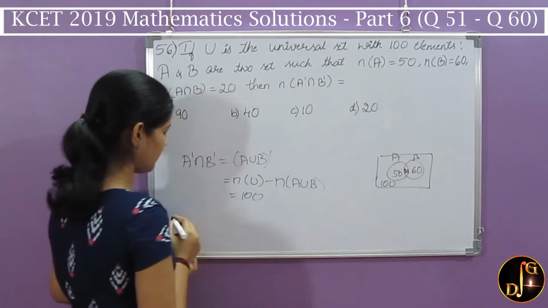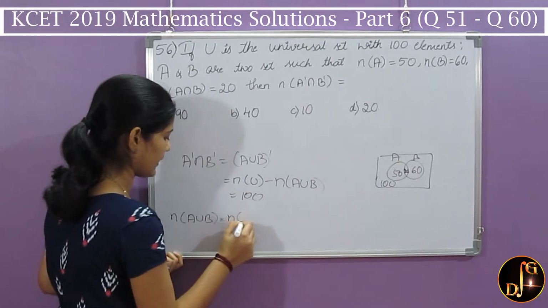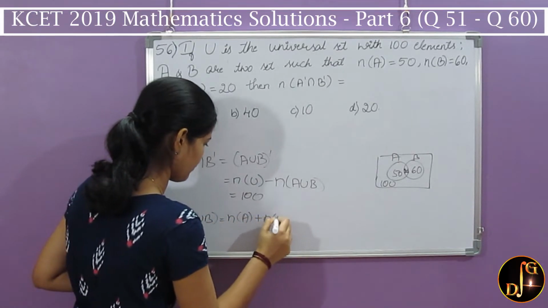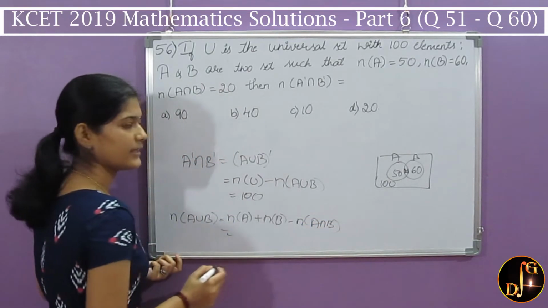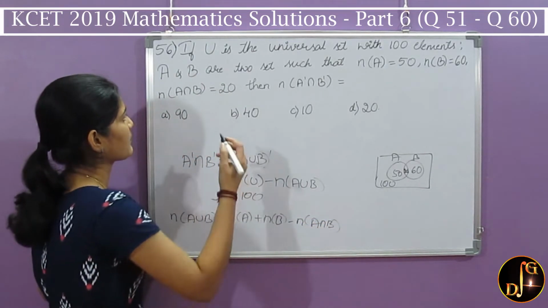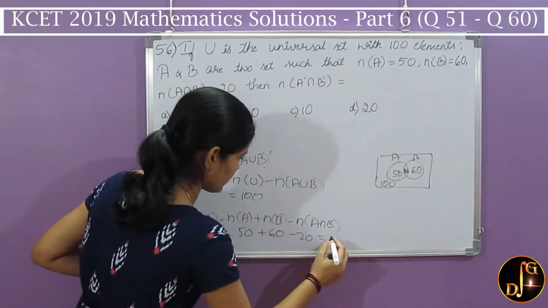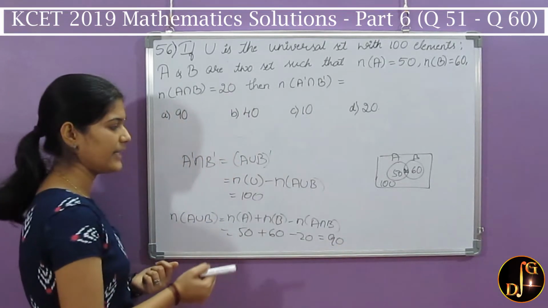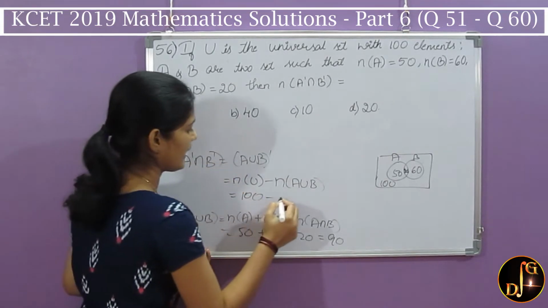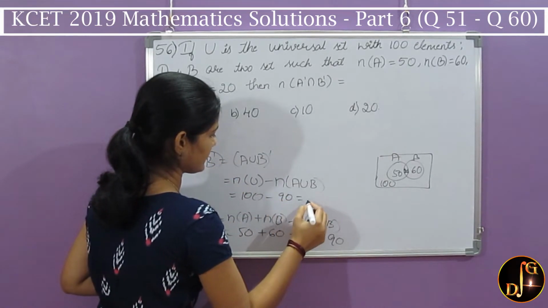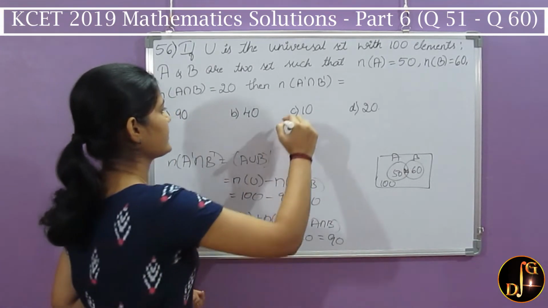What is A union B? We have the formula. n of A union B is nothing but n of A plus n of B minus n of A intersection B. Right? Let's substitute the values. That is 50 plus 60 minus 20. So this is 90. Right? So here we will get 100 minus 90, that is equal to 10. So the correct answer is option.